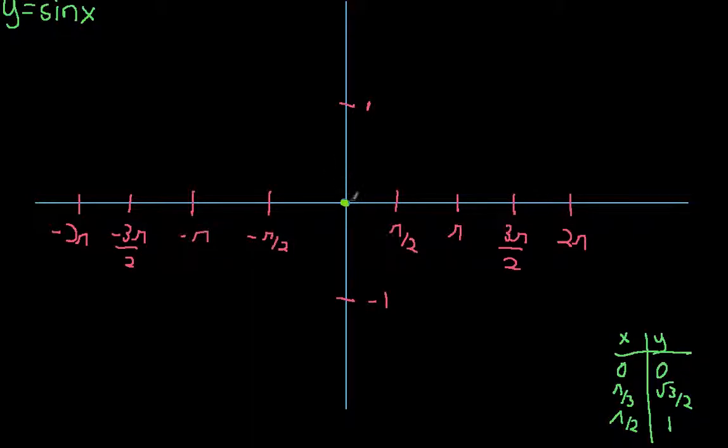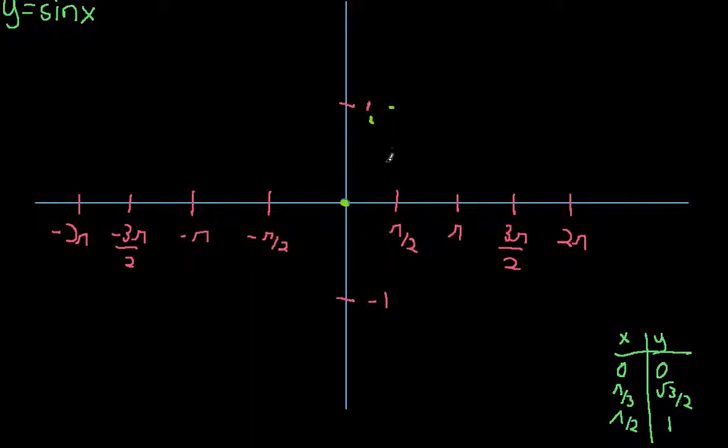Our next point is pi over 3. Well, pi over 3 would be somewhere in here, and root 3 over 2 is about 0.8, so I'm going to plot that right around there. And pi over 2 comma 1 would be right here. So let's keep going around the unit circle, and if you've forgotten it, you should refer to it because this should be memorized at this point.